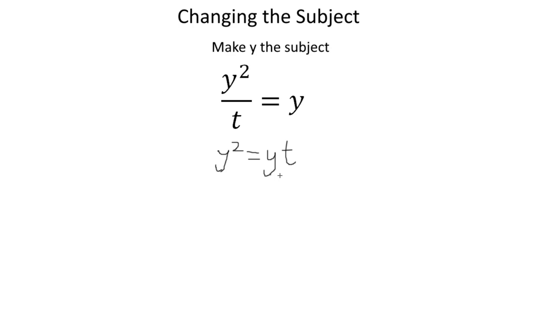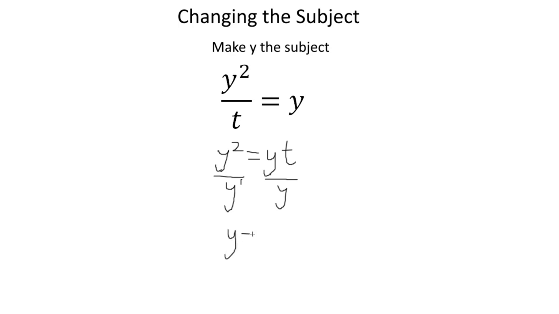Next step, we can see y appears on both sides here. So what we can do is divide both sides by y, because it appears in both cases. This will be more clear as I do it. So we divide by y and divide by y. If you remember the indices laws, y squared divided by y is the same as subtracting the powers, so 2 minus 1. So we're just going to get y.